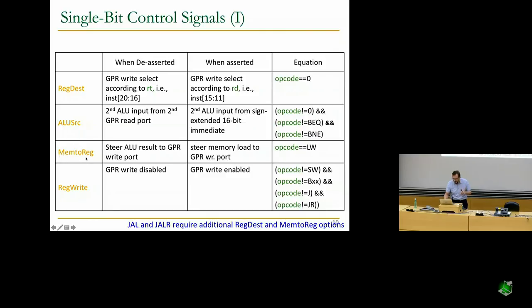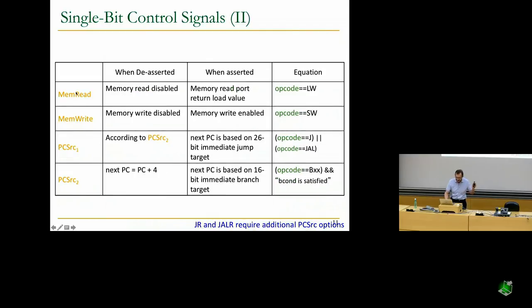Let me not do the mem to reg. It's not that easy. Well, it's easy actually if you know the data path, but let's do the mem read. Mem read is a very simple one, right? If the instruction is supposed to be reading from memory, from the data memory, then this signal is enabled. Otherwise, it's disabled. In this case, only load word is reading from data memory. Memwrite is another one. If the instruction is supposed to write to the memory, opcode equals store word, then this signal is enabled or set to 1. Otherwise, it's set to 0.